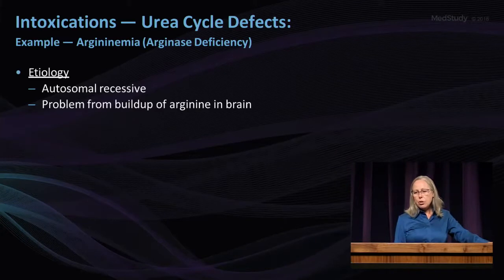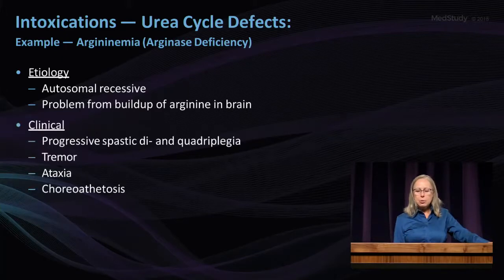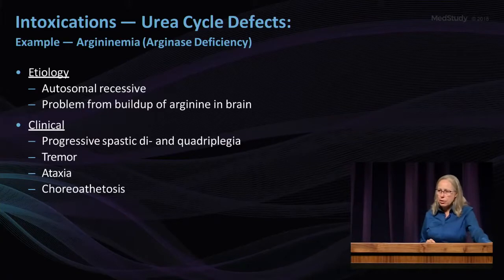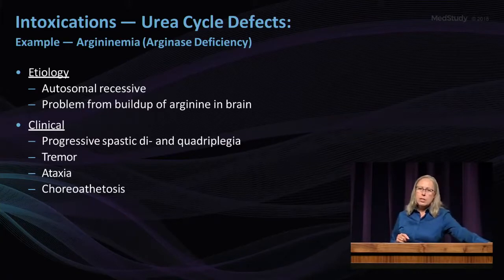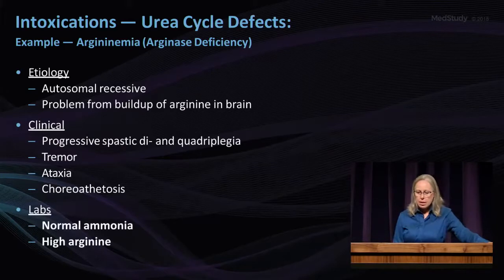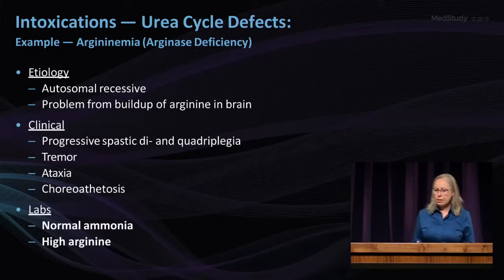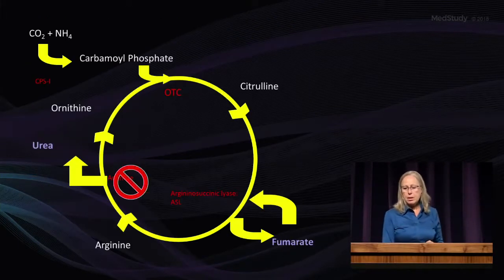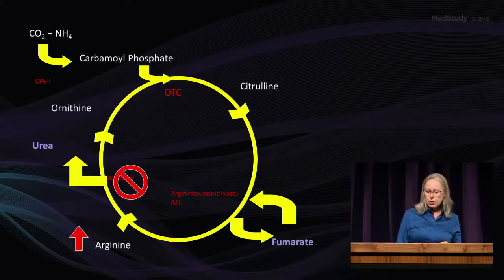Argininemia is also known as arginase deficiency. It's autosomal recessive. And this one's a little bit different. Now we're going to get problems from arginine in the brain. And this one presents as a progressive cerebral palsy. So anytime you have a progressive static encephalopathy, there's a problem, and you should reassess that. They can have tremor, ataxia, and choreoathetosis. They have a normal ammonia, but a high arginine. So when arginase goes away, arginine goes up.